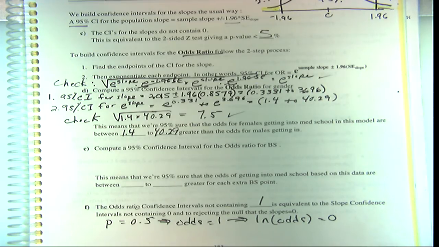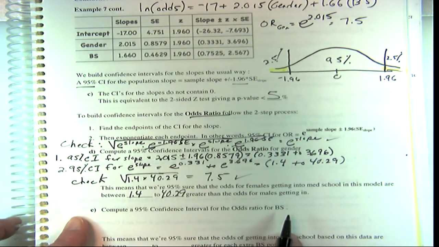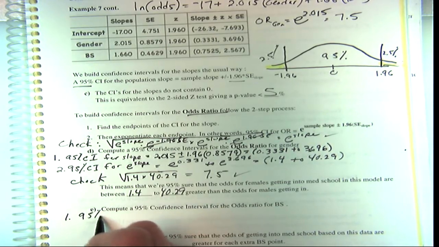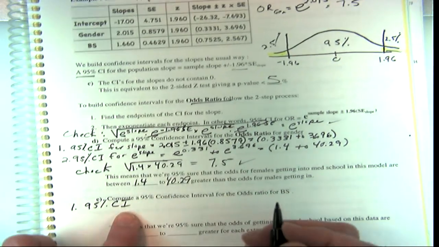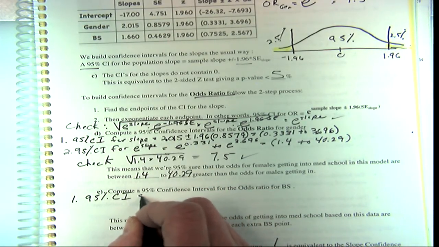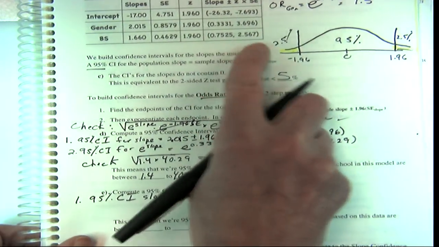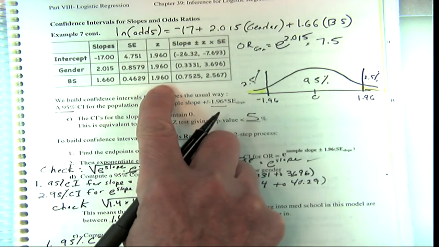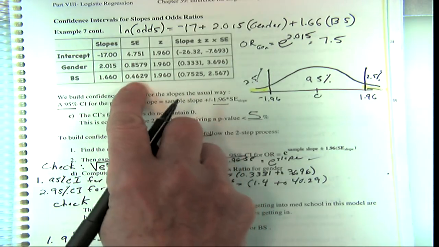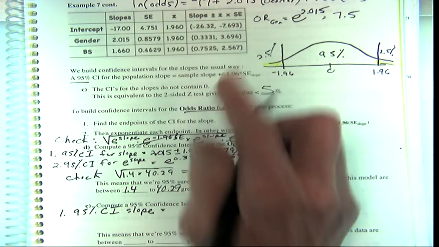We can do the same thing here. Let's do it quicker now for the odds ratio for the biological science. Our first thing is the 95% confidence interval for the slope for the biological science. So what is that? We just add and subtract 1.96 times the standard error, basically plus and minus 2 of those. So we have that right there.